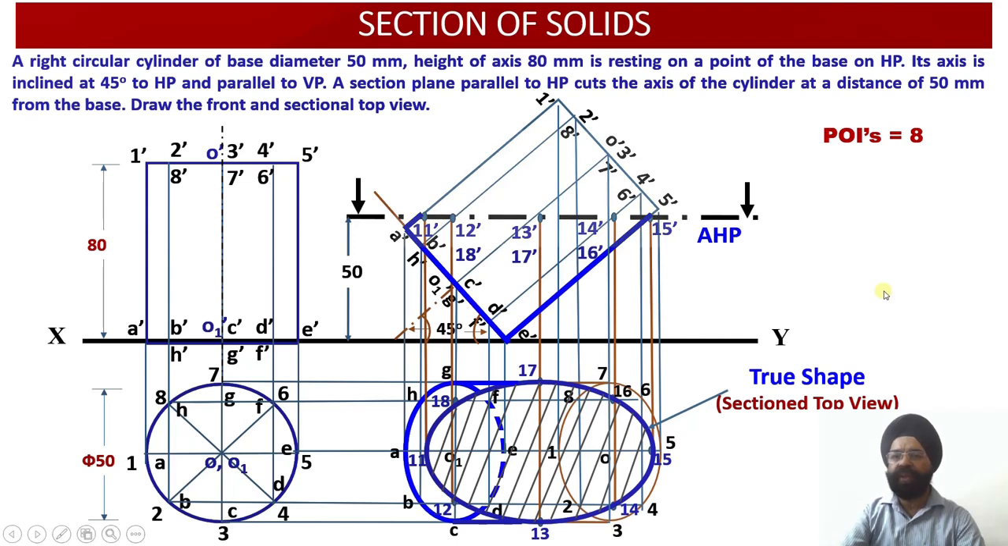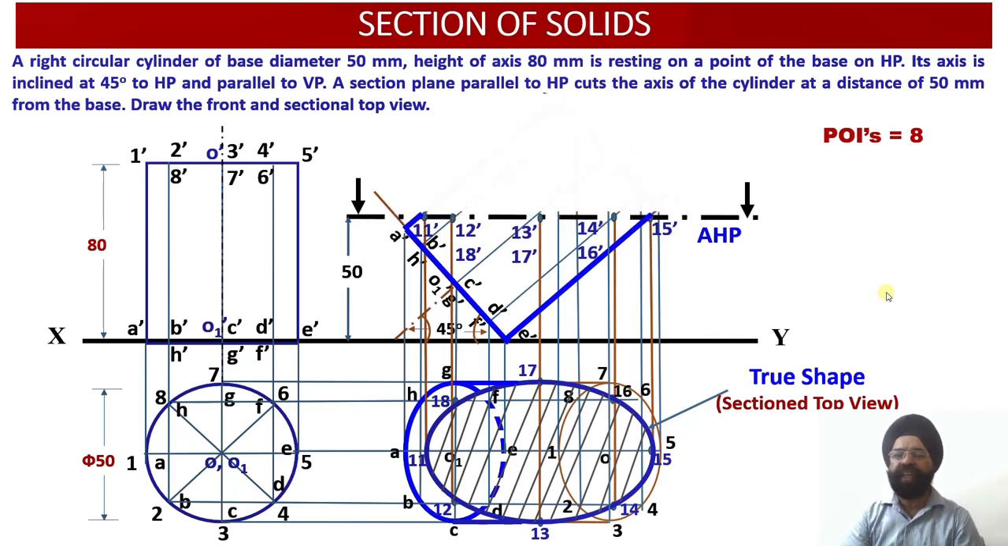So this is all about the discussion regarding the projections of the solid which is inclined to the horizontal plane, and then it is cut by an auxiliary horizontal plane which happens to be parallel to the horizontal plane, and it is perpendicular to the vertical plane. So this is all about the discussion for today.